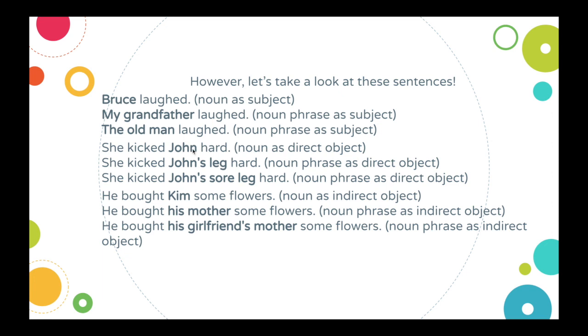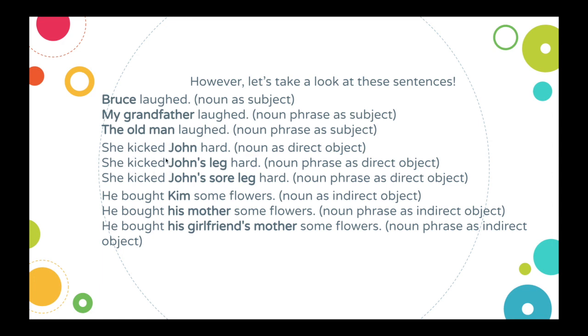Then, she kicked John's sore leg hard. Standalone, this is a noun, but it can also be a noun phrase if we analyze it from the perspective of phrases. But it's a direct object. A direct object is a function in a sentence, something that is the direct victim of the verb. That's a direct object.